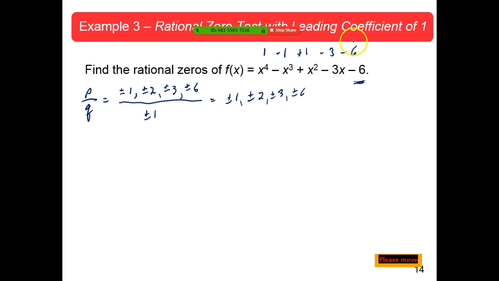So let's add all the positives together. Whoops, all you got is 2. Add your negatives together, and that gives you minus 10. Guess what? 1 is not a factor, not a rational zero, because that didn't give you a 0. So plus 1's out of there.